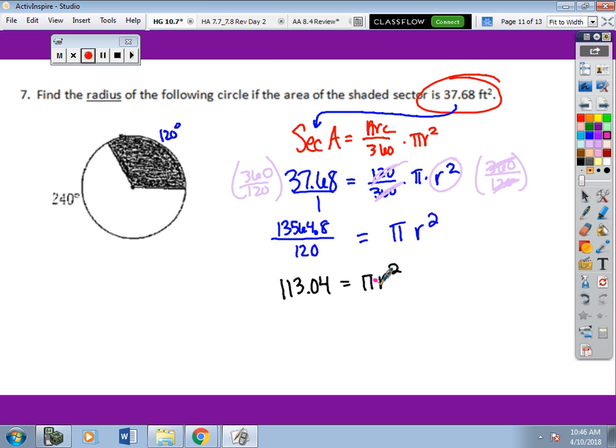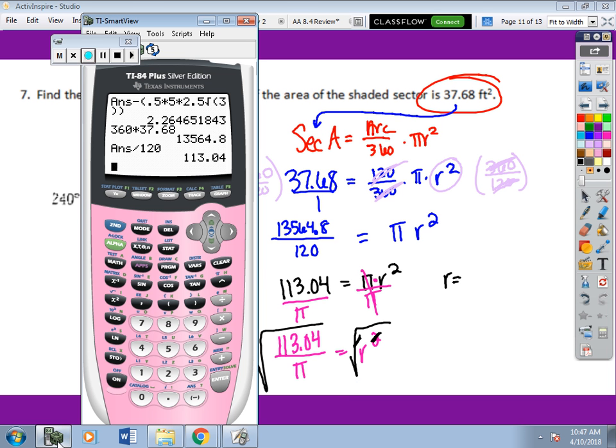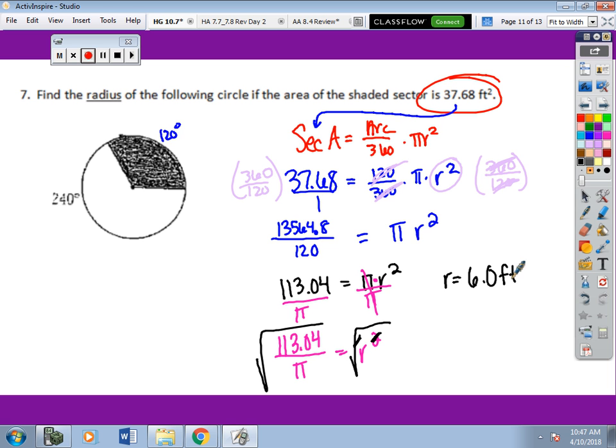So now we have to undo multiplication with division. And so you don't have to write out a bunch of decimals, I'm going to leave the pi in the problem until I type it in my calculator, because now I'm going to square root both sides to undo a square. And then you can type this into your calculator without having to store any answers. So we'll take the square root of 113.04 divided by pi. We should get 5.998, which would round to be 6.0. Regular feet.